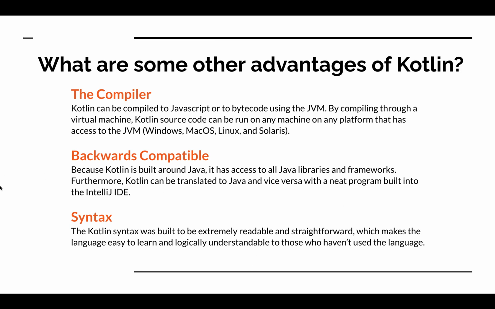Another crucial advantage of Kotlin is that it's backwards compatible. Kotlin is completely built around Java, which means it has access to all of Java's libraries and frameworks. Kotlin can be translated to Java based off of an integrated app that the IntelliJ IDE includes, where Kotlin can be translated directly to Java and Java can be translated directly to Kotlin. Makes it very easy to understand the parallels between the two languages to someone who may understand one of the languages and not understand the other.